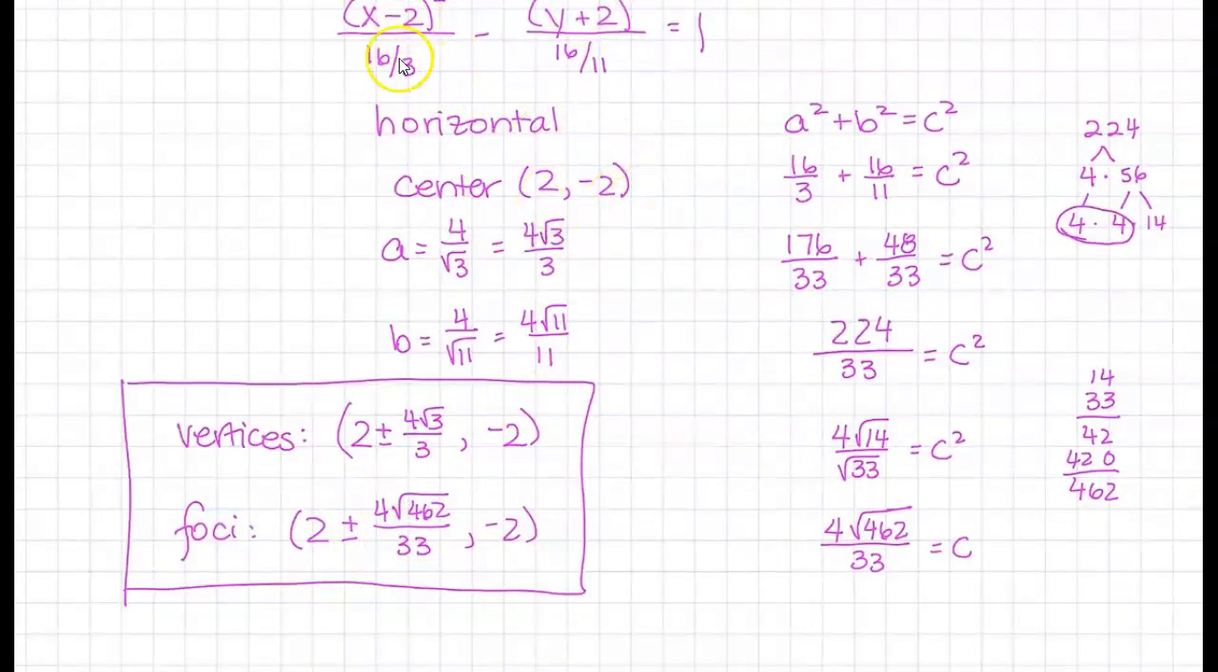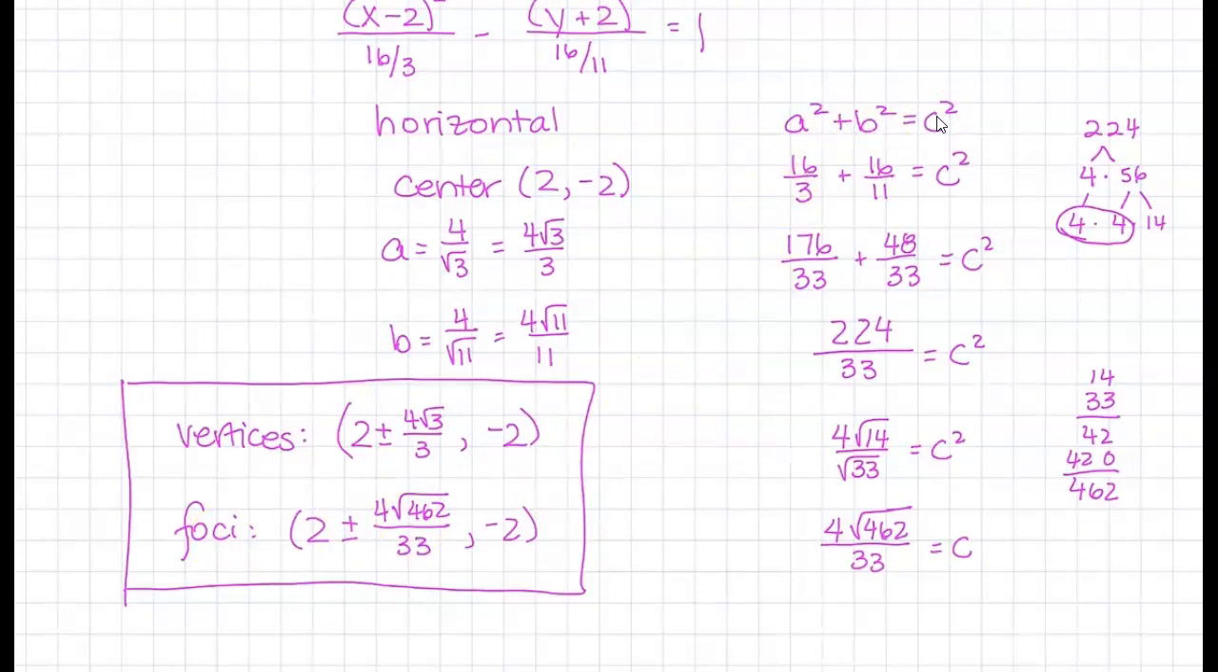I got that. If I take the square root of 16/3, I get 4 over root 3, rationalize the denominator, and I get that. And then b is the square root of 16 over 11, so I get 4 over root 11, again, rationalize the denominator, and I get that. And then, because it's asking for the foci, I need c. So I'm going to go back to this equation here.